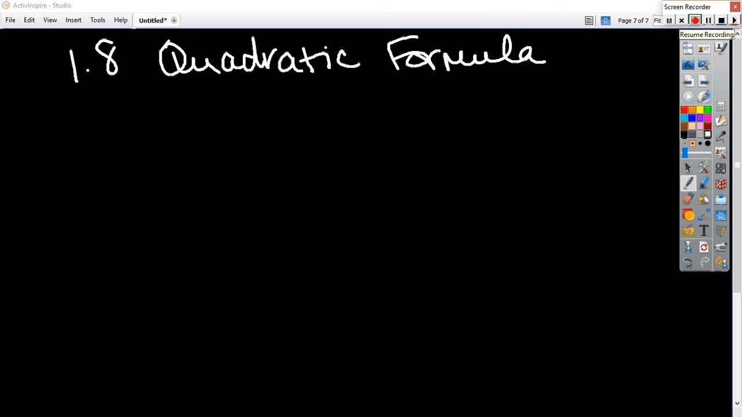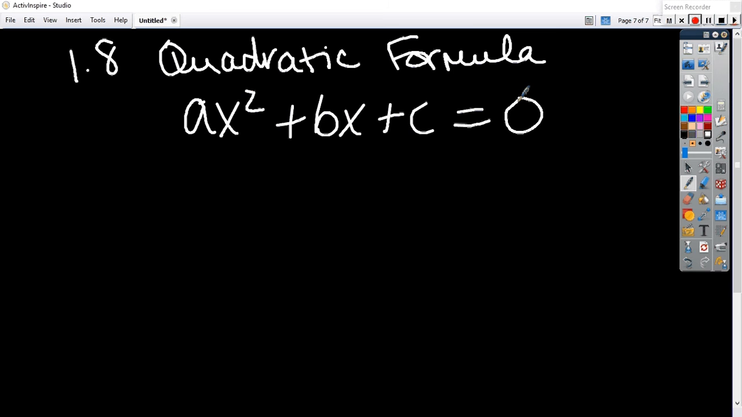And what the quadratic formula does is it solves any quadratic for us that's equal to 0. Okay? That's the key. It has to equal 0 before you start. Now remember, if B is not there, B is 0. If C is not there, C is 0.